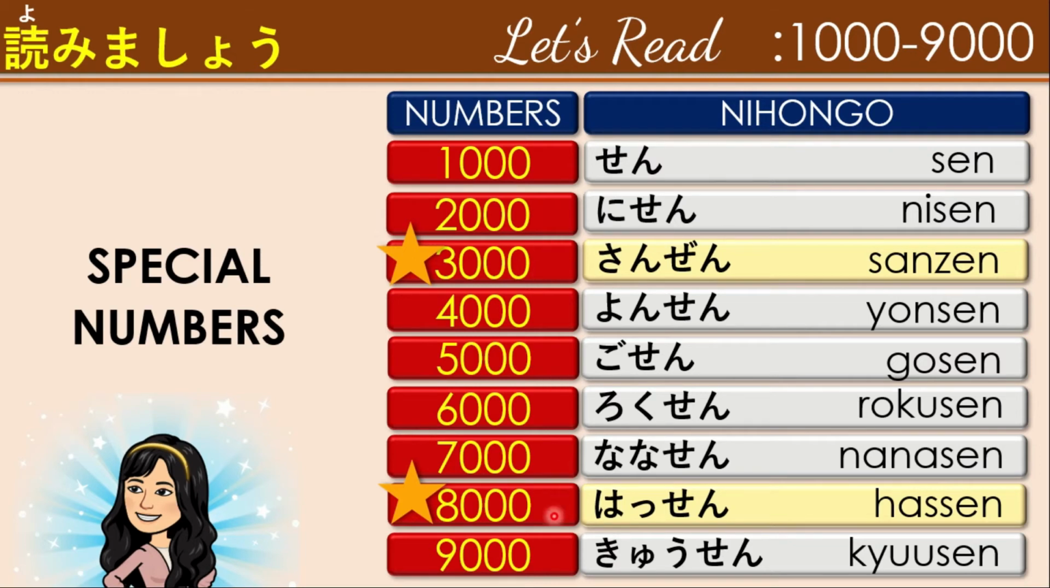3,000 and 8,000. Unlike 100 to 900 where we have 3 special numbers, here we have 2 special numbers. So remember 3,000 and 8,000 from 1,000 to 9,000 to be our special numbers. For 3,000, instead of san-sen, we read it as san-zen. And for 8,000, instead of hachi-sen, we say hassen. You may pause this part of the video to familiarize and repeat if needed.